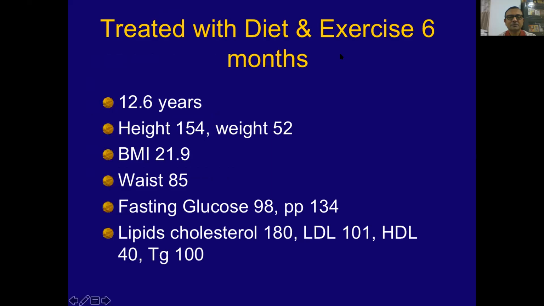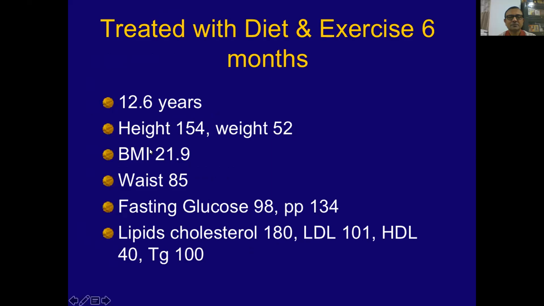So we went on to treat her with diet and exercise for 6 months. At 12.5 years, she has gained some height. Her weight has come down significantly. BMI has dropped, waist has dropped, and now the fasting as well as PP sugar are normal. Her cholesterol is still above 170, which is the cutoff. LDL should be less than 100, so just above that. HDL is improving, and triglycerides are okay now.